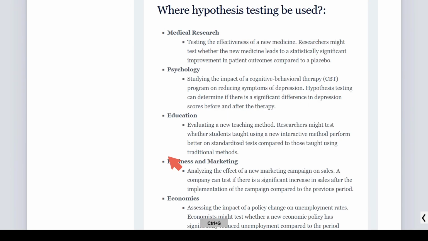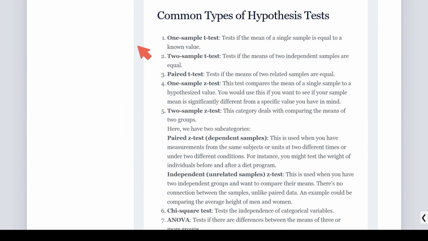Where can hypothesis testing be used? These are the different fields where we can utilize hypothesis testing. Here I have listed all the possible and probable common hypothesis tests, like one sample t test, two sample t test, paired t test, one sample z test, same way chi-square, ANOVA. All these are the different statistical tests which can be utilized to confirm our hypothesis.